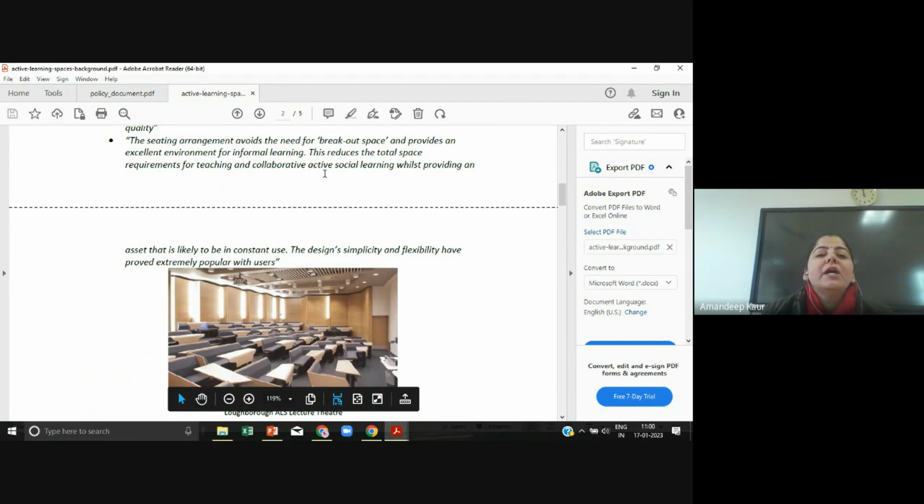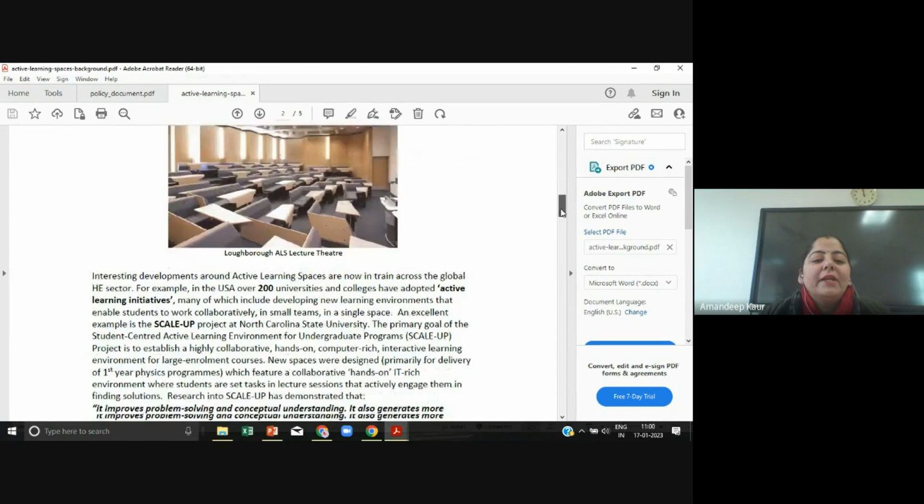This reduces the total space requirement for teaching and collaborative, active, social learning while providing an asset that is likely to be in constant use. So they are using this not only from the point of view of the learning scenario, but at the same time the design angle of the classroom is also very essential to use infrastructure in a full manner.